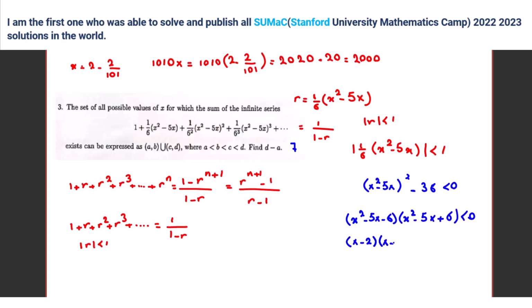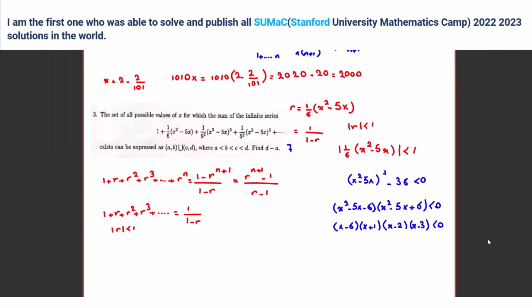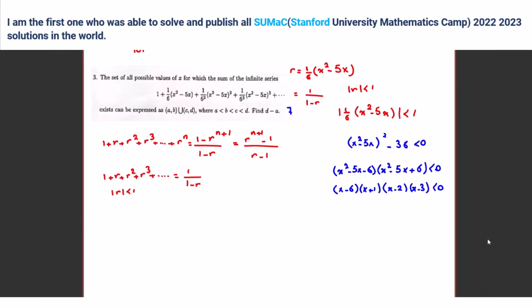x minus 2 times x minus... First one is what? x minus 6, x plus 1, right? Yeah, but I wrote in a different order. Okay. x minus 2, x minus 3 less than 0. Yes, good job. Then what? And then it's just the difference between 6 and negative 1. You can say, okay, our important numbers are negative 1, 2, 3, 6, right?